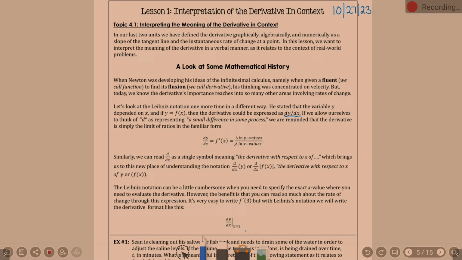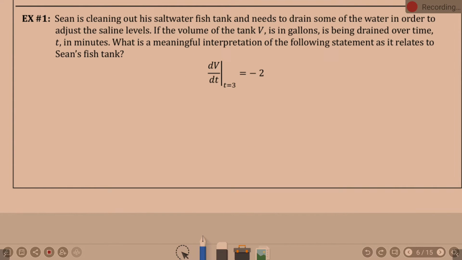We're basically going to try and interpret some things back and forth. So, example 1, the background. Sean is cleaning out his saltwater fish tank and needs to drain some of the water in order to adjust the saline levels. The volume of the tank, V, in gallons, is being drained over time, t, in minutes. What is a meaningful interpretation of the following statement as it relates to Sean's fish tank? They say dV dt evaluated at t equals 3 equals negative 2.